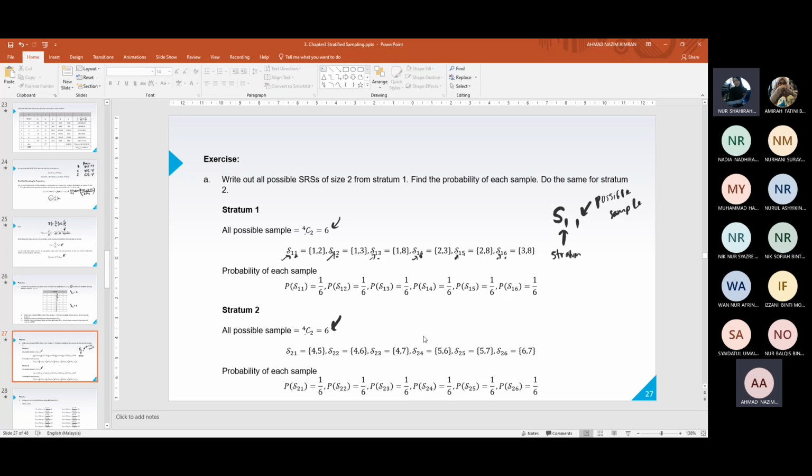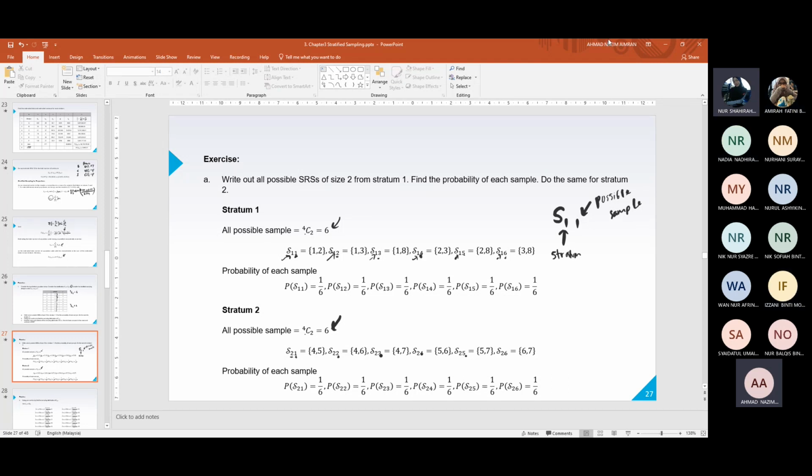The same goes to the second one. The first 2 here represents the stratum number 2, and the second value here represents the possible sample for stratum number 2. Possible sample number 1, possible sample number 2, 3, 4, 5, and 6. So far, are you clear? Yes, Doctor. Right, thank you for your response.